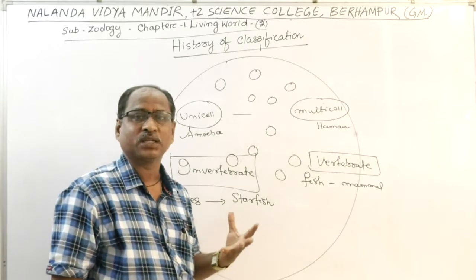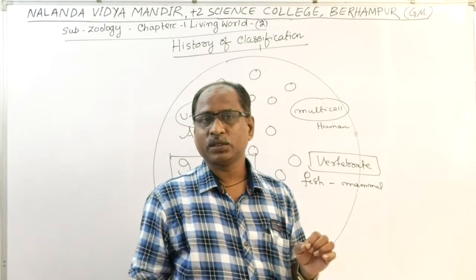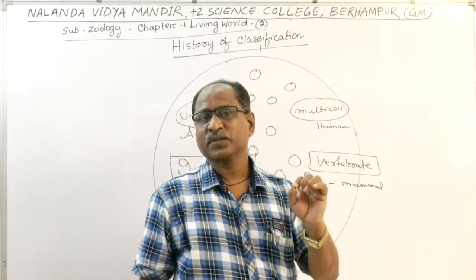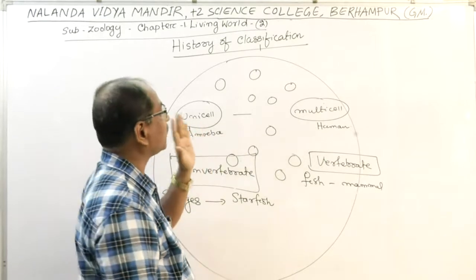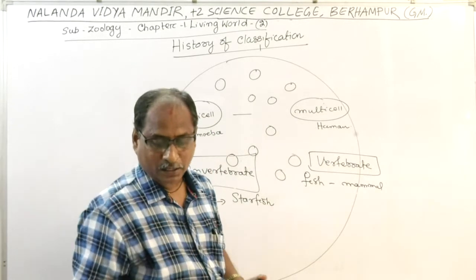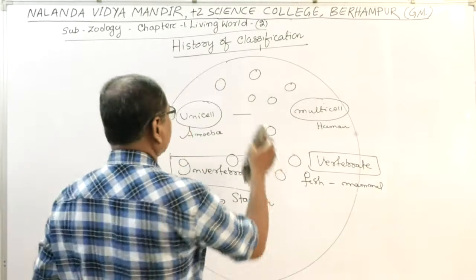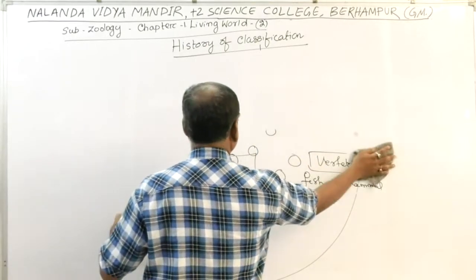To know detail about a specific group of animals, to know detailed information about a particular group of animals. And this classification, first of all, was explained by Aristotle.